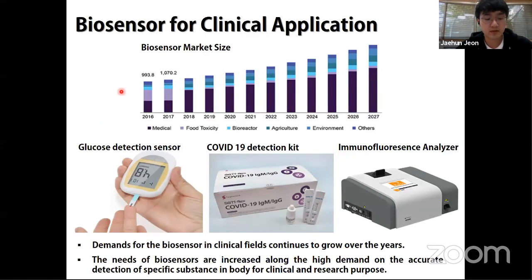As shown in the market analysis graph above, the biosensor market in Canada is now worth about $1 billion and continues to grow over the years. Especially, the market is expected to have a great influence in the clinical field. The blood glucose meter is an example to show the impact of the biosensor in the clinical field, which has already been commercialized. In addition, the proportion of biosensors used for research purposes, such as the immunofluorescence analyzer, is also increasing.